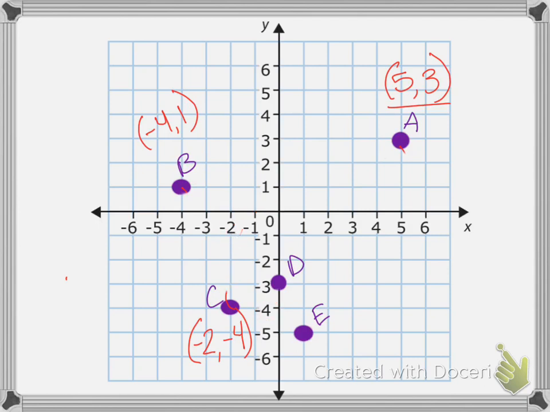Okay. All right, so D, starting at the origin point, notice I don't go anywhere on the x at all. It's just directly below. So on this one, I'm only going to go down 1, 2, 3. So the coordinates for this are going to be 0, because I don't move on the x, negative 3. Okay, and the final one is E. So again, starting at 0, we're going to go over 1 and go down 1, 2, 3, 4, 5. So my ordered pair is (1, -5).